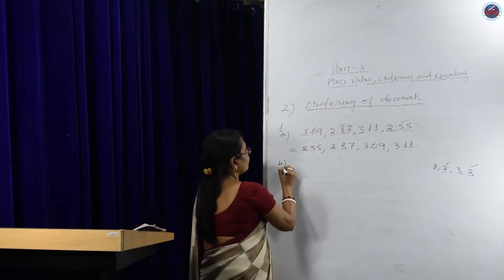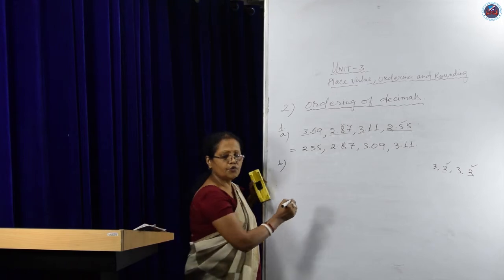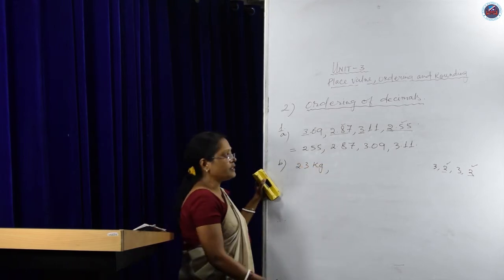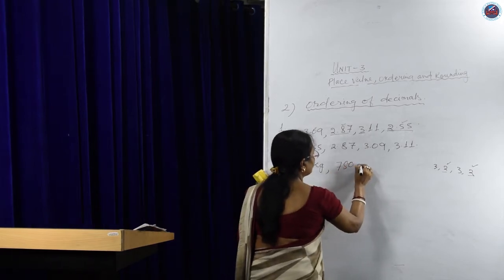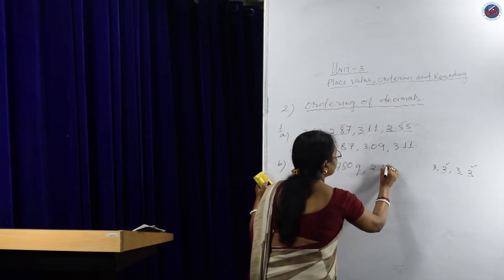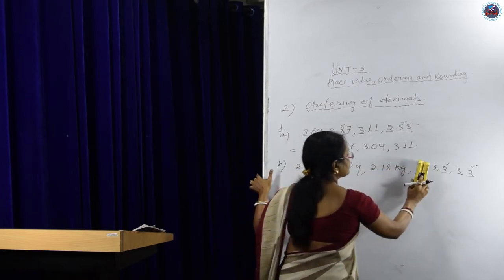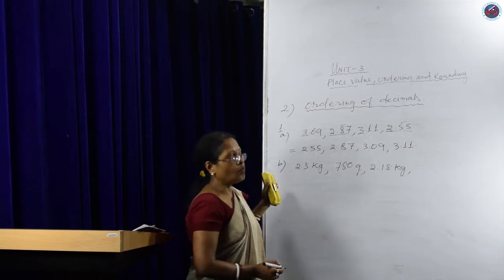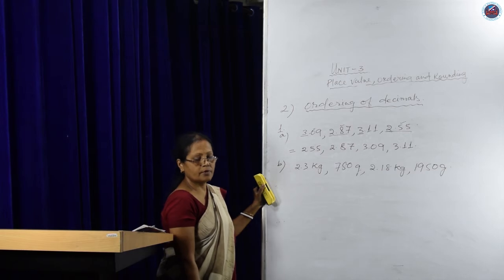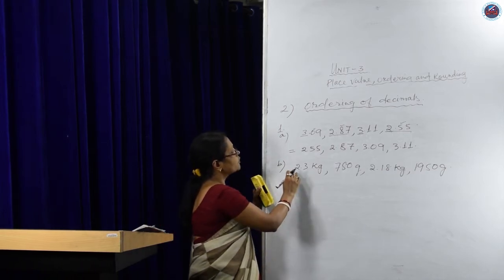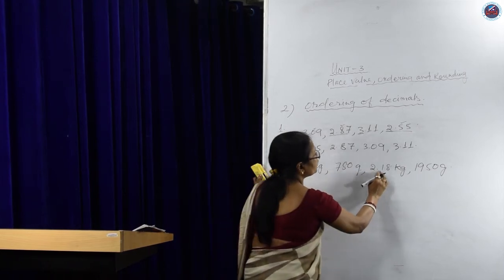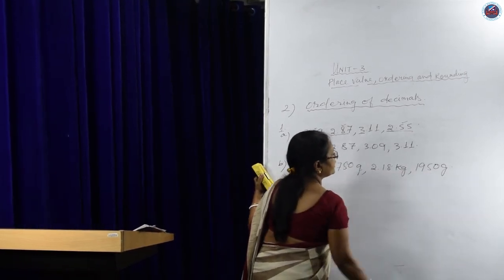Next question, I take one more question. Given are 2.3 kg, 780 gram, that means 780 gram, then 2.18 kg, and lastly the number is 1950 gram. This is the set of numbers given to you with their units: 2.3 kg, 780 gram, 2.18 kg and 1950 gram.